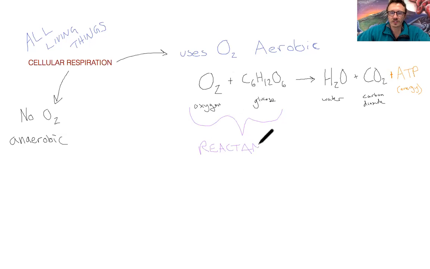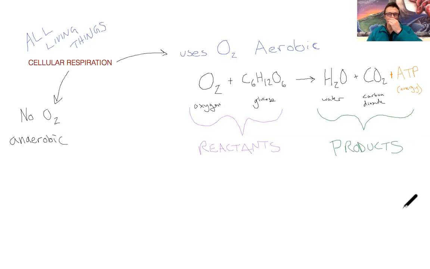These are the two things our cells need to start aerobic respiration. And then these two things over here, or I guess technically three things, these are our products. These are what we produce as a result of the chemical equation.